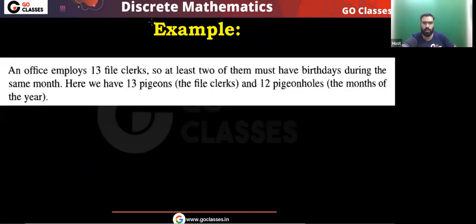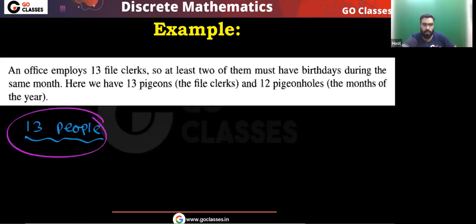I hope you understood. Now let's see this question. Consider this one. You have an office in which you have 13 people. So let's assume there are 13 employees. Can you guarantee that at least 2 of them will share a birthday month? I want to ask you, can you guarantee that at least 2 people will have birthday in the same month? Yes, I can guarantee.